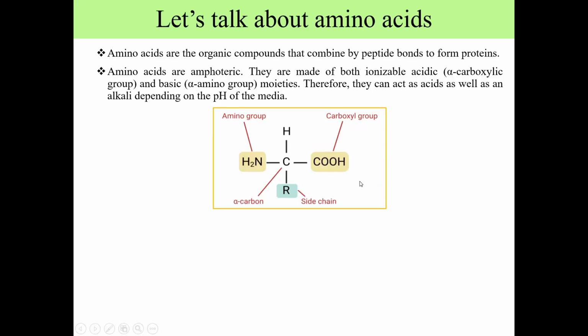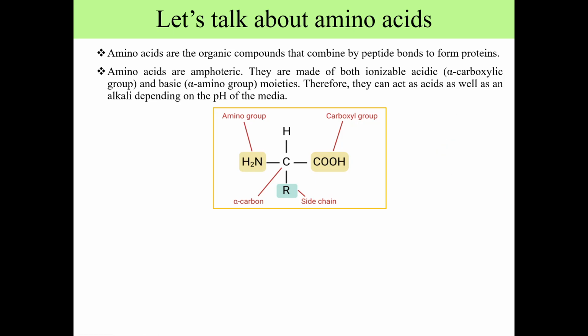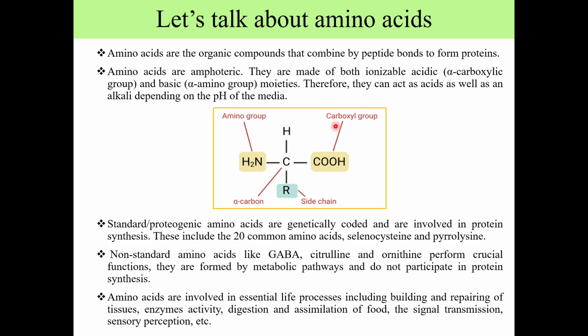Right. So now see, amino acids are amphoteric in nature. So what does that mean? That means that amino acids have both a positively charged basic group and a negatively charged acidic group, and they have ionizable groups, as I told you. Therefore they can act as both acid as well as base, and that is why they are called amphoteric.